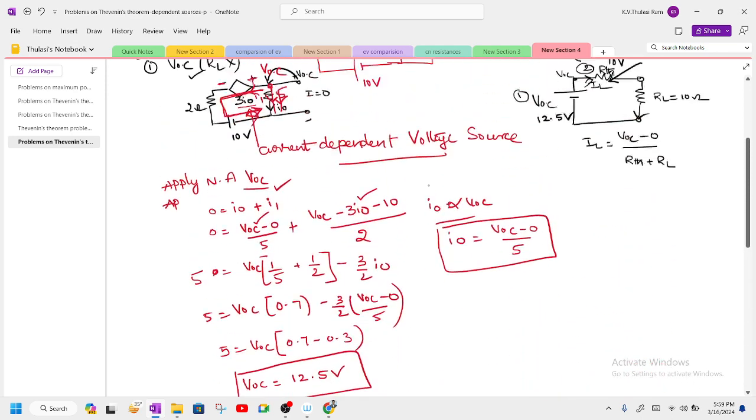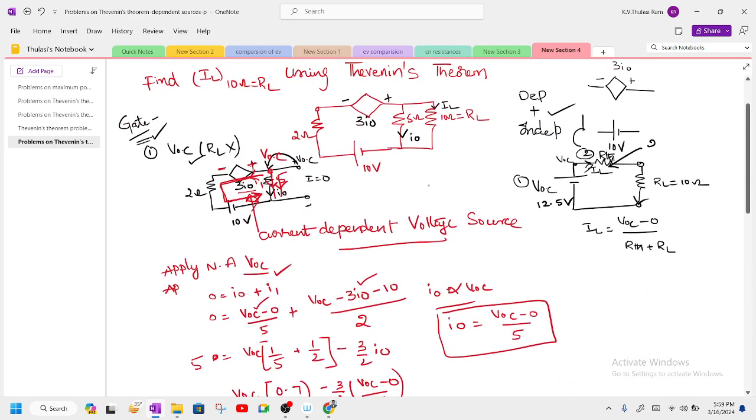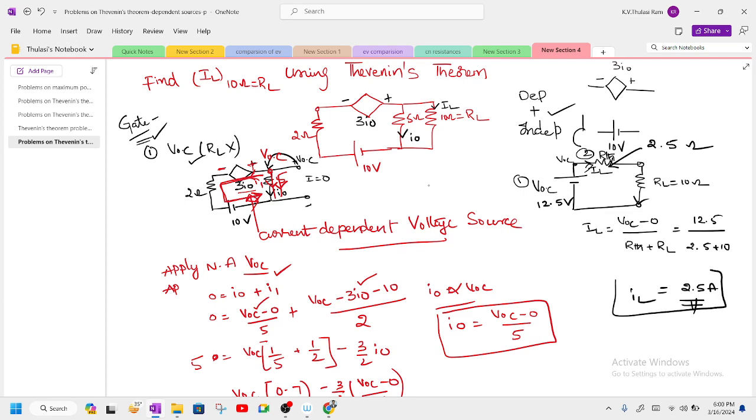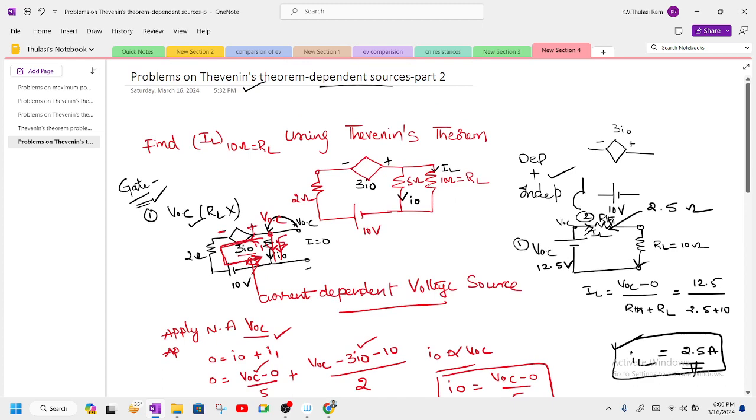So come to the starting of the problem. So here this is 2.5 ohms. Resultantly, substituting the formula, 12.5 divided by R Thevenin, which is 2.5 plus 10. The resultant current, after doing the calculation, you are going to get as 2.5 amperes. This is your resultant load current. Hope you are able to understand. If you are unable to understand, I will recall the problem.